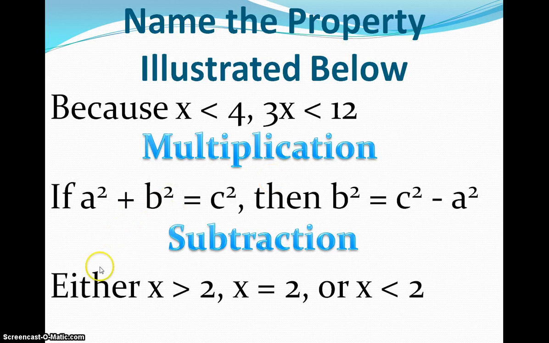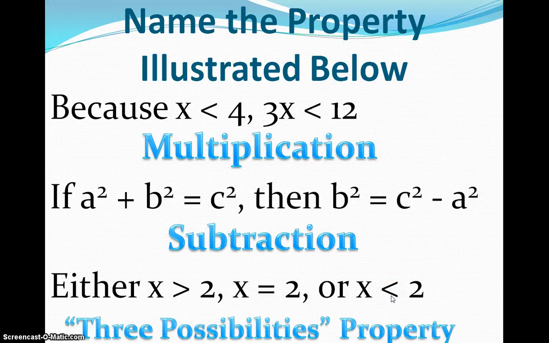And then last but not least, either x is greater than 2, x is equal to 2, or x is less than 2. For whatever x you put in there, if you take a look back at your properties, knowing it's either greater than, equal to, or less than, you should be able to quote the 3 possibilities property as you go through.